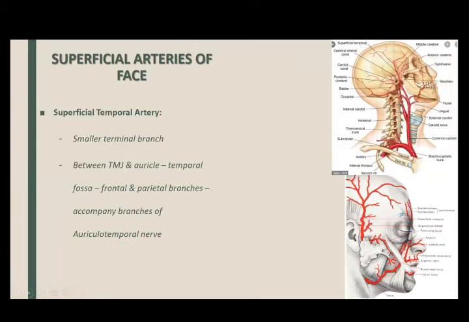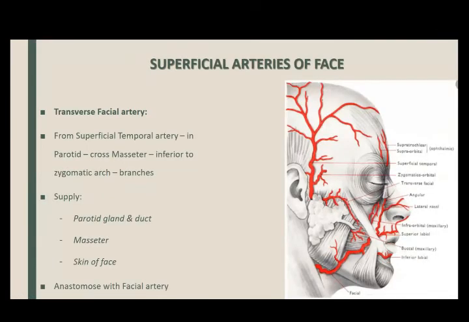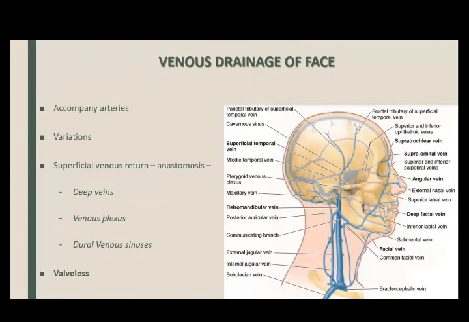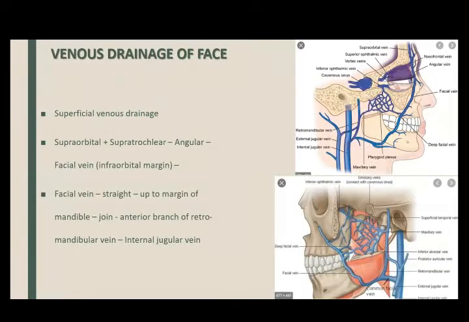ये हमने कर लिया. Superficial temporal, transverse facial भी हो गई थी, supraorbital, supratrochlear भी हो गई. अब कंपनी में वेन्स की बात कर लेते हैं. अच्छा जी, सुपरफिशियल वीनस ड्रेनेज की हम बात कर रहे हैं. Superficial venous drainage. The supraorbital vein laterally, supratrochlear vein medially. They join together, form the angular vein.